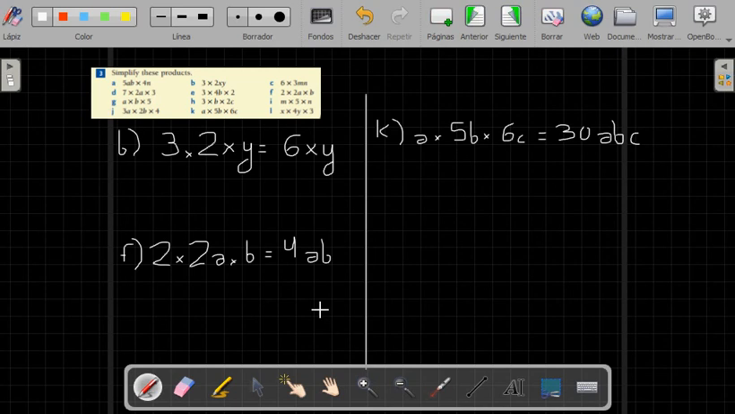Alright, maybe you wanted to do it this way. Since the A is first than the others, you start from there. A, then it goes 5 times 6 is 30, and then B times C, it's just BC. But I believe that the first one looks prettier than the second one, and it works better if you write down the numbers before the letters. So I'm gonna keep it that way. Okay? Doesn't mean it's wrong.